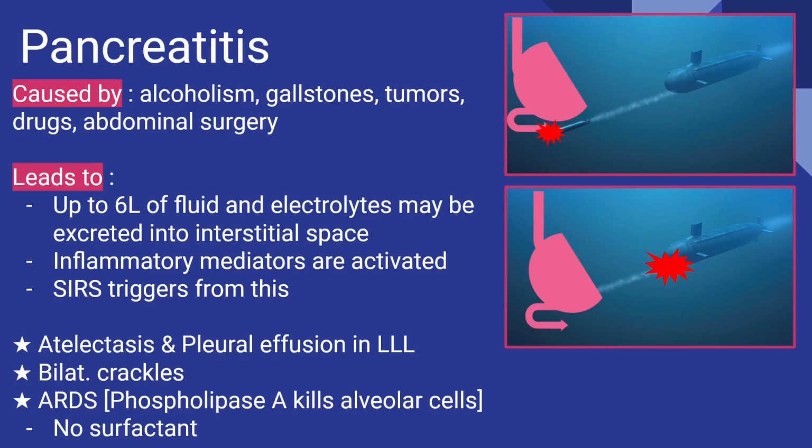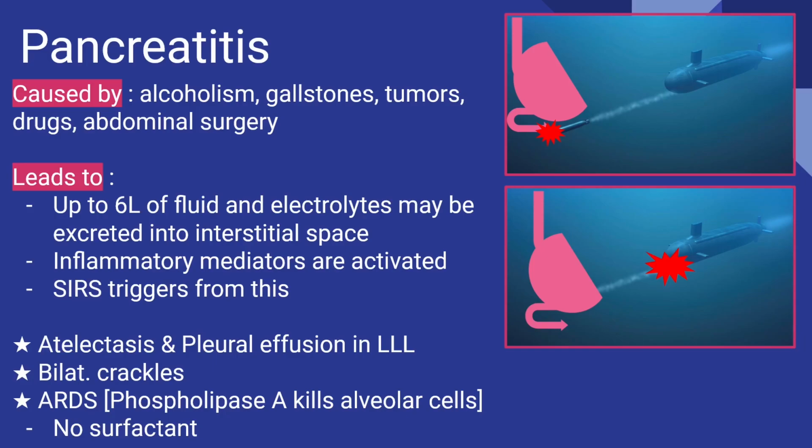So as a result of this, we could see massive fluid loss and electrolyte loss because this pancreas is just pumping that water out into the interstitial space. And because of that, a lot of inflammatory mediators are activated, right, to try to swell and stop this, prevent potential infection. And so what you end up seeing from all this fluid and inflammation is a lot of atelectasis and pleural effusions, but more so on the left lower lobe of that lung, right? That's where your pancreas kind of sits, more so on the left. But despite that, you're going to still hear bilateral crackles.